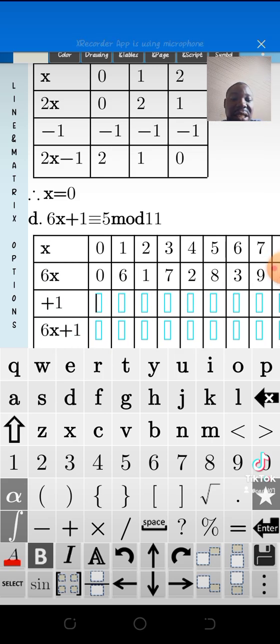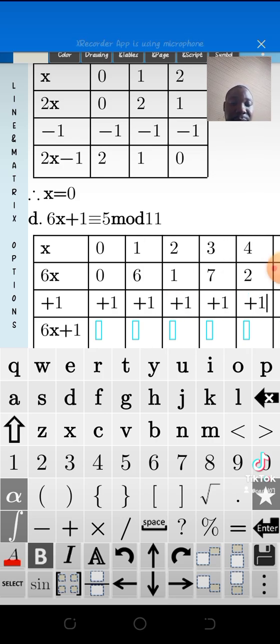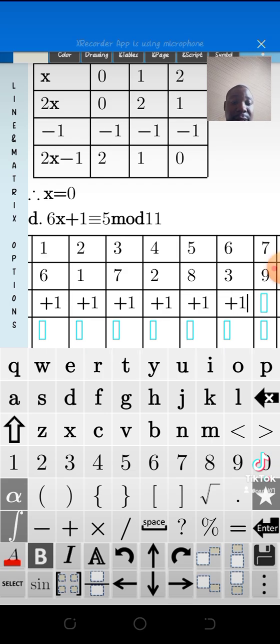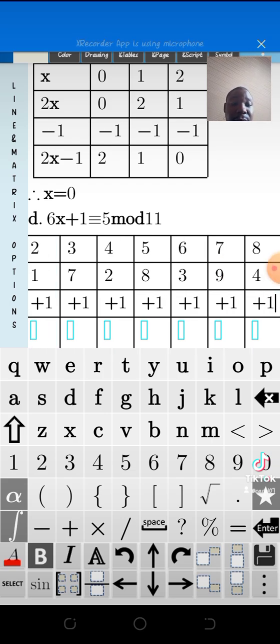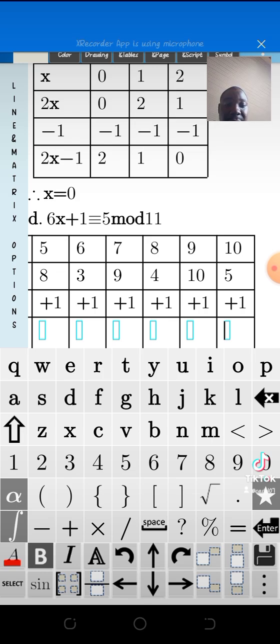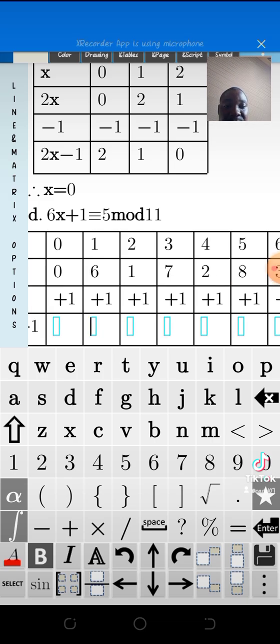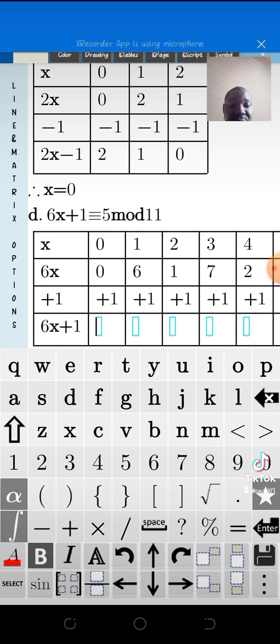So plus 1 is a constant, so it remains constant. Plus 1, all through, plus 1, like that. That's going to remain constant. And then the last column is gotten by combining 6x and plus 1 together. That's 0 plus 1. That's going to give us 1.